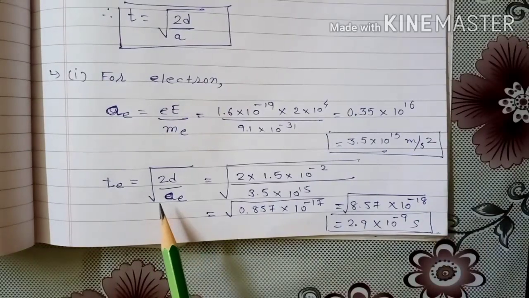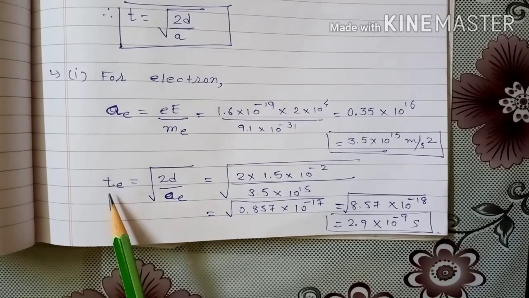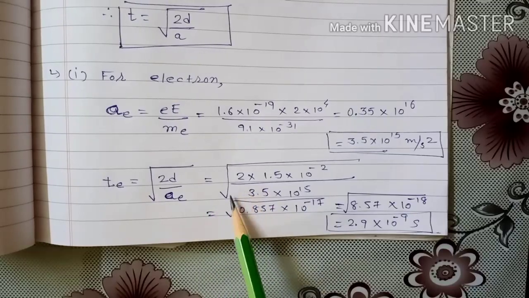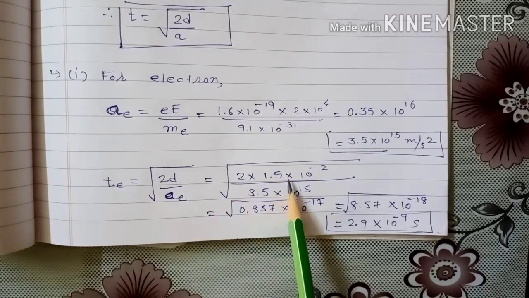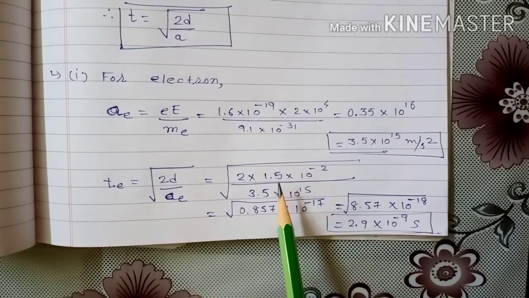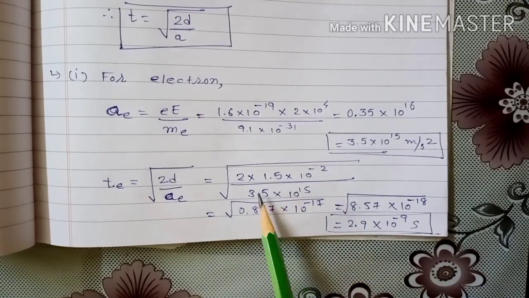Substitute the value of acceleration of electron in the equation of time, then we will get time taken by electron to travel this distance. t is equal to under root 2d by a_e, under root 2 into distance, that is 1.5 into 10 raised to minus 2. Why we have taken 10 raised to minus 2? Because distance is given to us, that is 1.5 centimeter. If we convert it into meter, then it will be 1.5 into 10 raised to minus 2 meter.